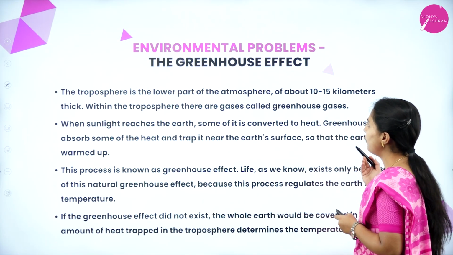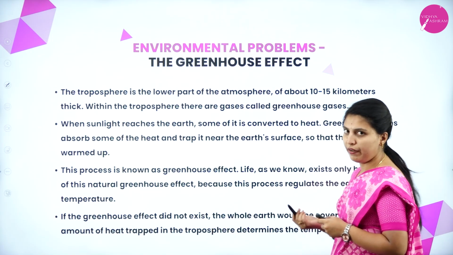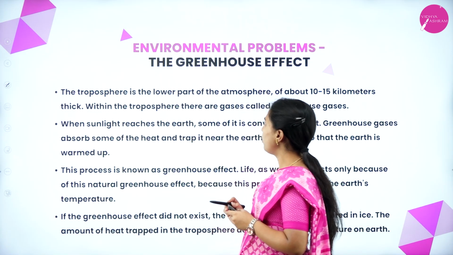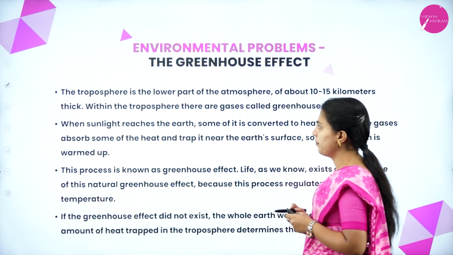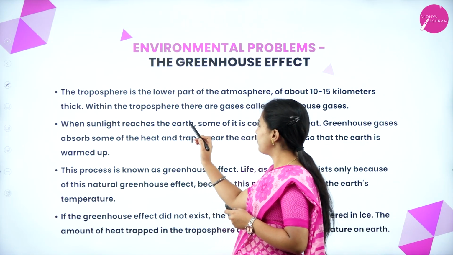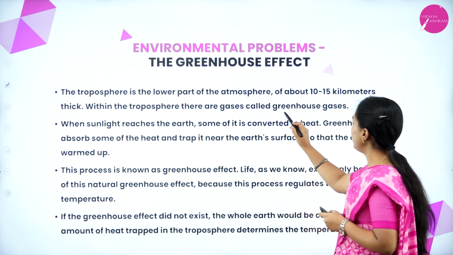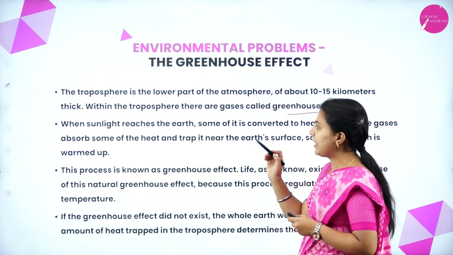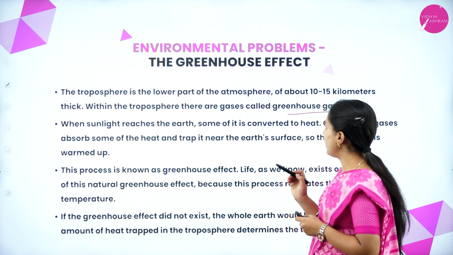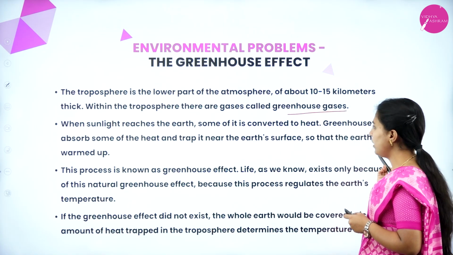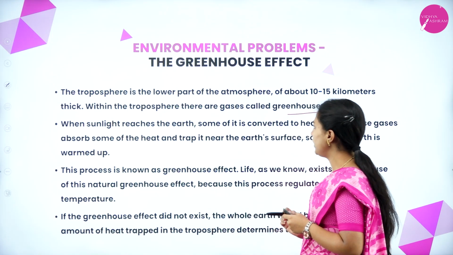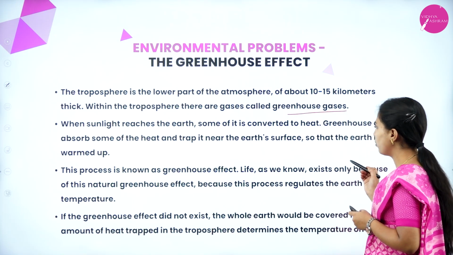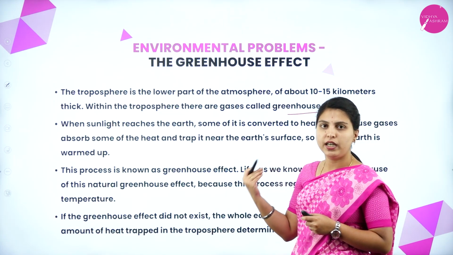Next, environmental problems. The greenhouse effect. The troposphere is the lower part of the atmosphere, about 10 to 15 kilometers thick. Within the troposphere there are gases called greenhouse gases. When sunlight reaches the earth, some of it is converted to heat. Greenhouse gases absorb some of the heat and trap it near the earth's surface, so that the earth is warmed up.